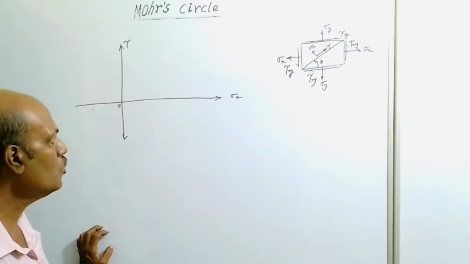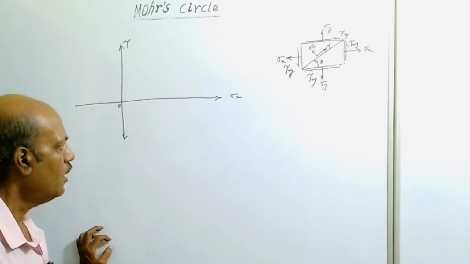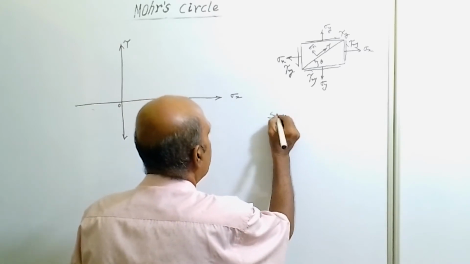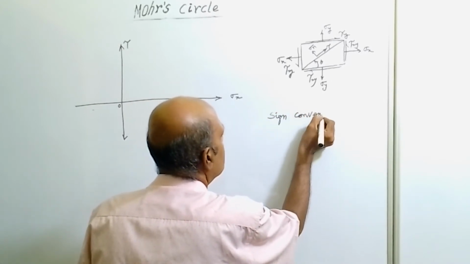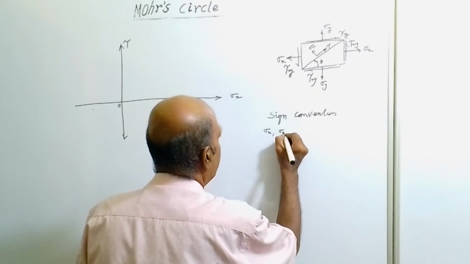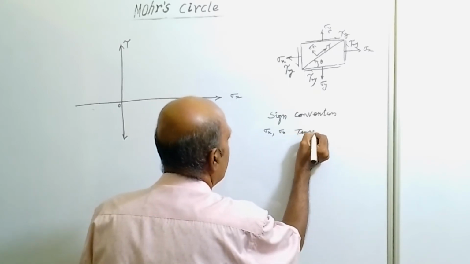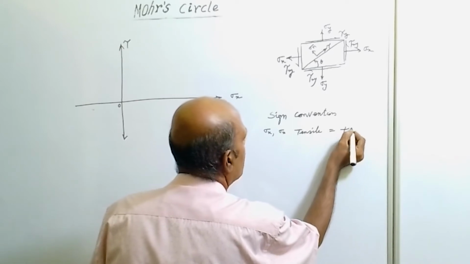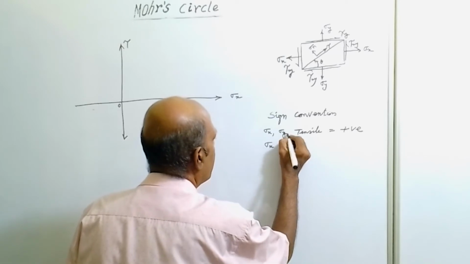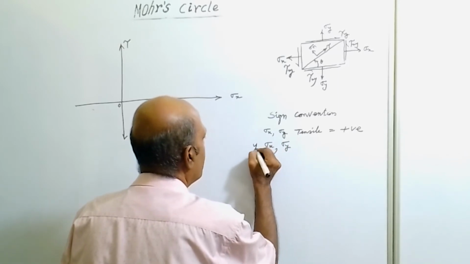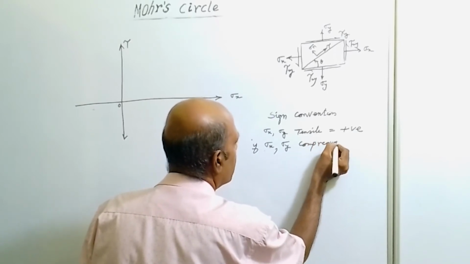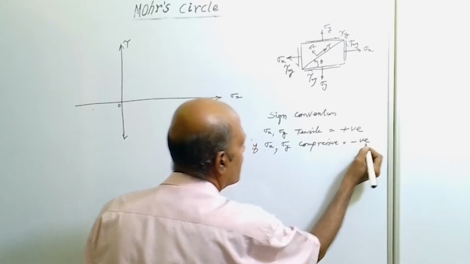Now, go to the x face. Before that, we will see the sign convention. So, this is most important, the sign convention. If sigma x or sigma y is tensile, then we will take it as positive stress. If sigma x and sigma y are negative or compressive, then we will take it as negative stress.